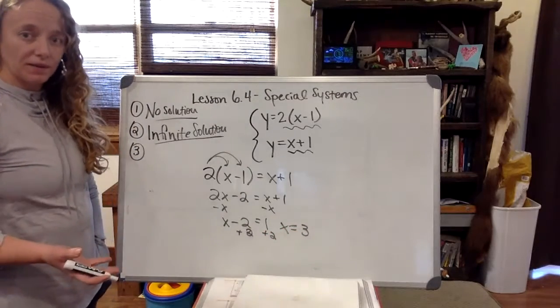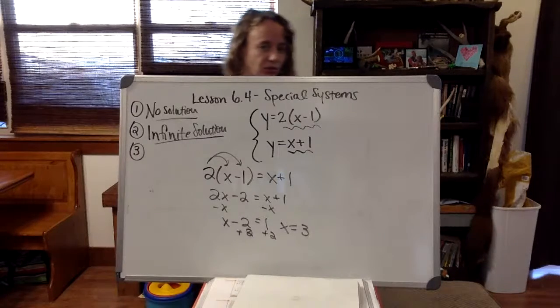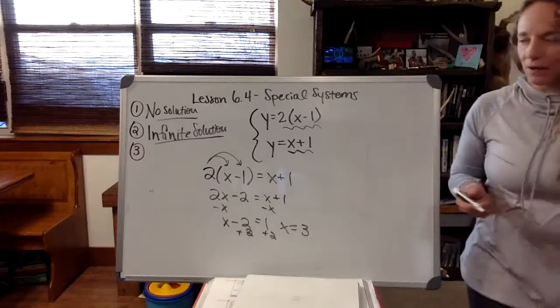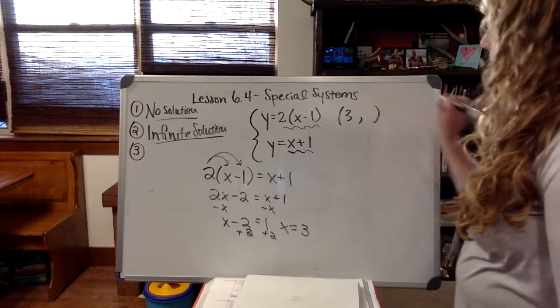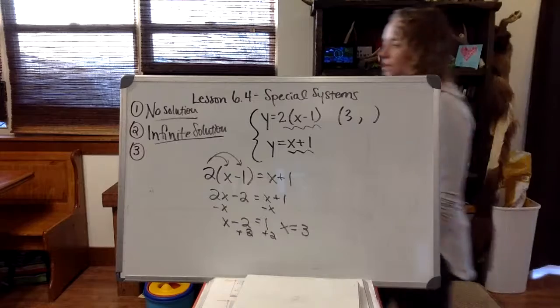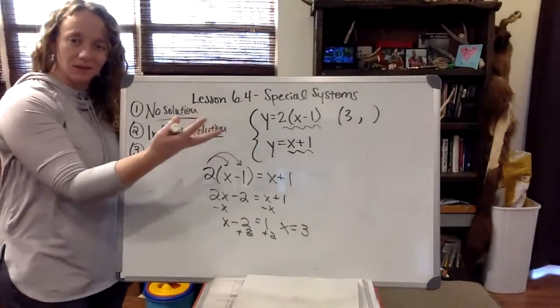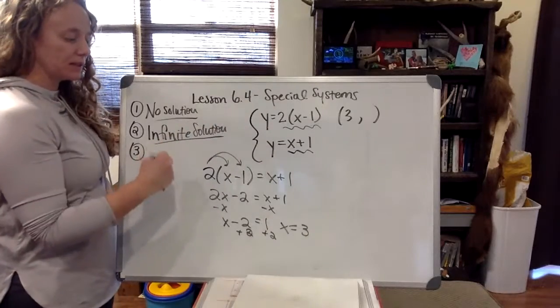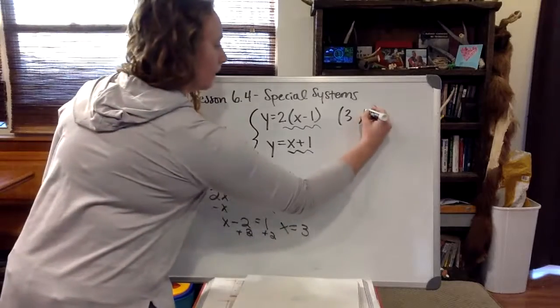I actually got a number this time. The x didn't cancel out. I didn't end up with a statement that's false or anything like that. I actually got a value. So I'm going to start writing an ordered pair. So x is equal to 3. Now I'm going to put that 3 into one of these two equations. I'm going to put it in the bottom equation because it's a little bit easier. I won't have to deal with the parentheses. 3 plus 1 equals 4.